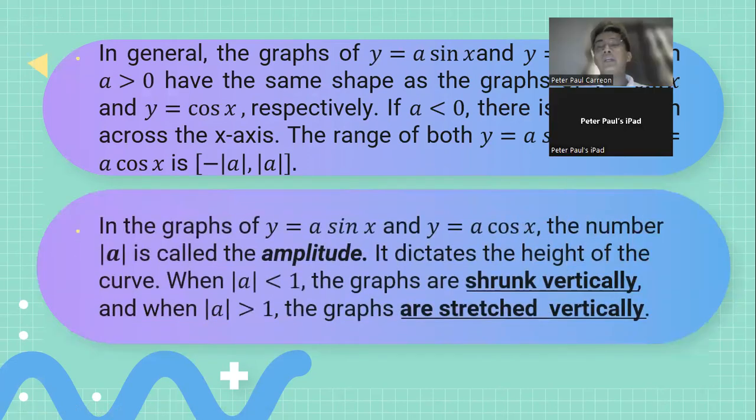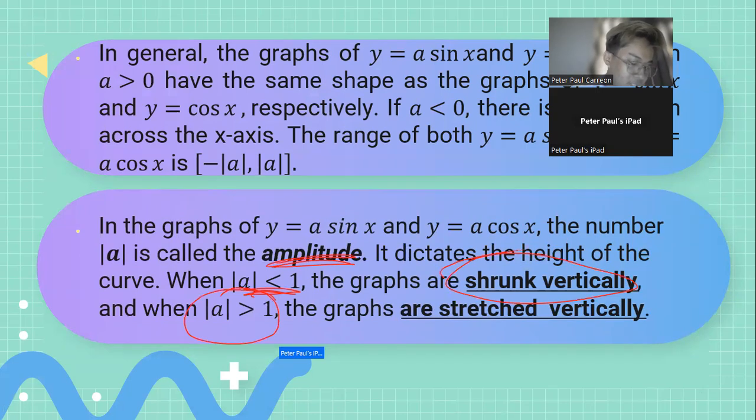Ayun, ano naman ang effect ni a? Yung a na yon ay tinatawag natin siyang amplitude. It dictates yung height. Napapansin niyo yung graph ng sine function at cosine function, tumataas yung height niya. So the amplitude is actually the height of the curve itself. Kapag ang a natin ay less than 1, it will shrink vertically. Pero kapag ang a natin is greater than 1, it will stretch vertically.